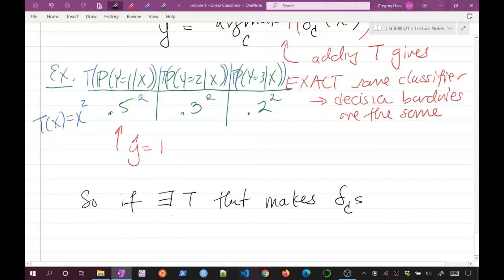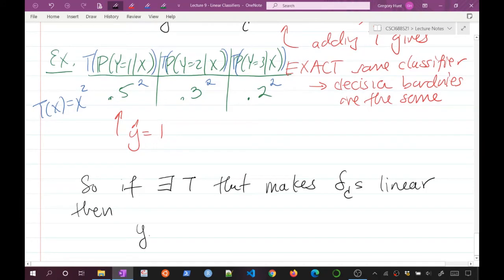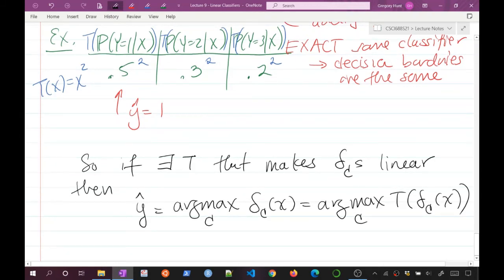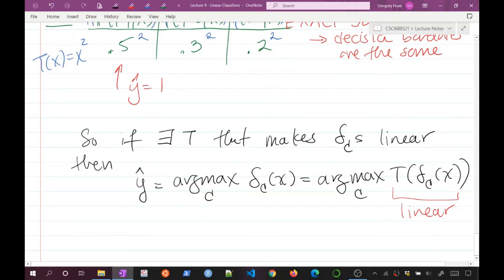All I was saying is that not only do we need the discriminant functions themselves to be linear, but if there exists some transformation t that makes the discriminant functions linear, then our classifier is equivalently specified by saying that we maximize the discriminant functions themselves, or equivalently that we maximize some transformed version of the discriminant functions. They give us the exact same answer at all points, so they're the same classifier. And if this thing is linear, then the equivalent way of looking at our classifier is as having a linear discriminant function, and so the decision boundary is going to be linear.